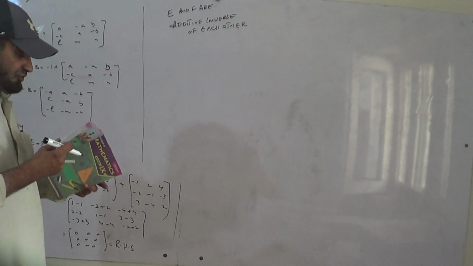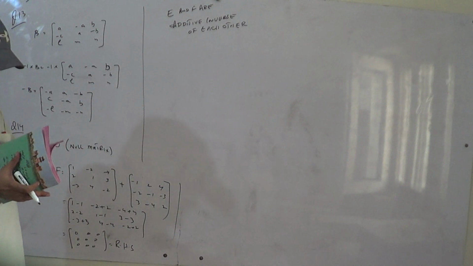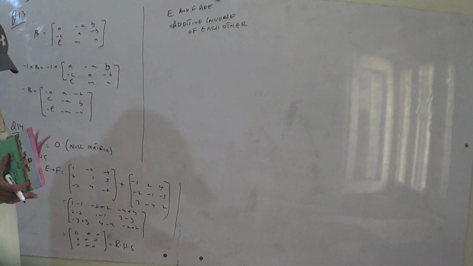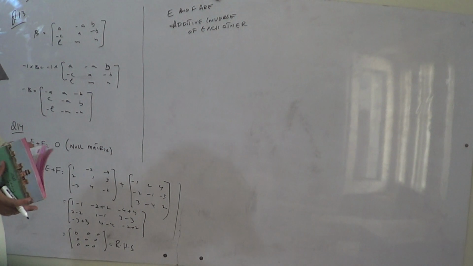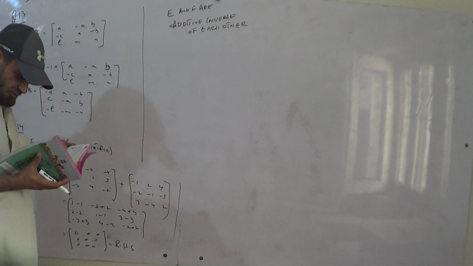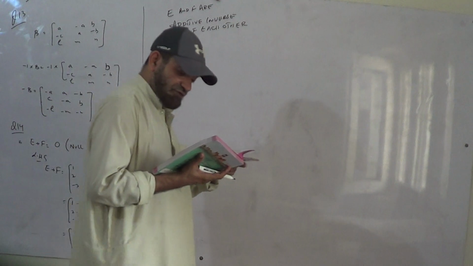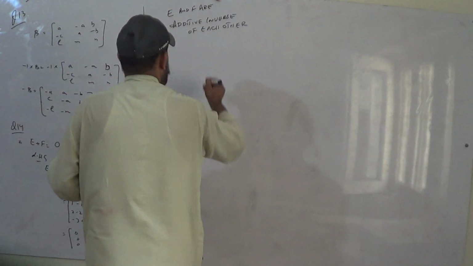Now we move to the next exercise. Exercise 1.4. Show which of the following are suitable for multiplication.